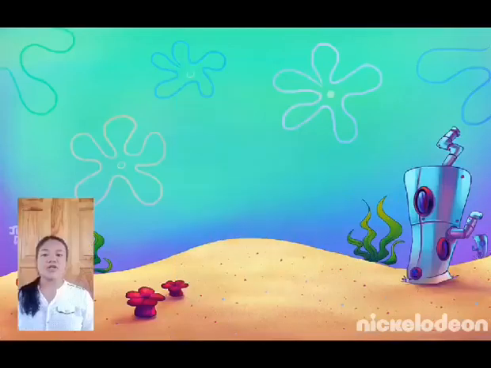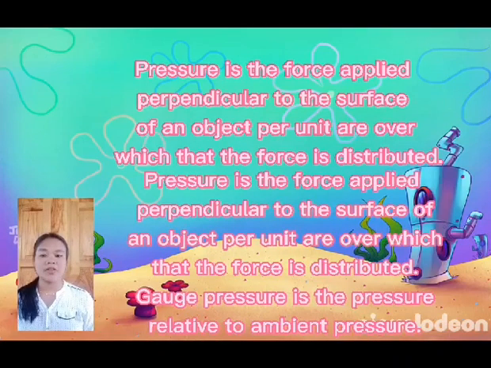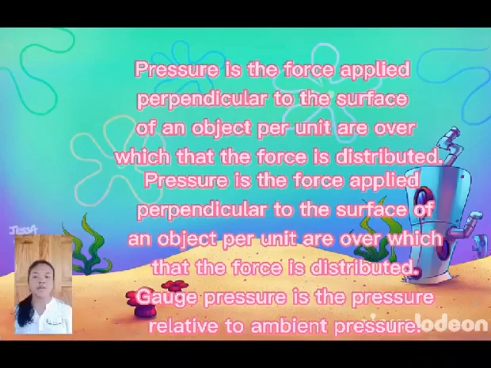Good day, everyone. Pressure is defined as the physical force exerted on an object. The force is applied perpendicular to the surface of the object per unit area over which that force is distributed. Gauge pressure is the pressure relative to the ambient pressure.